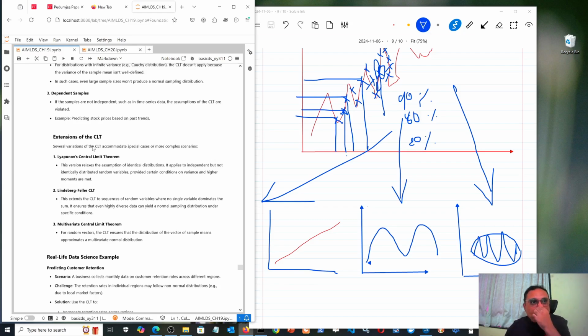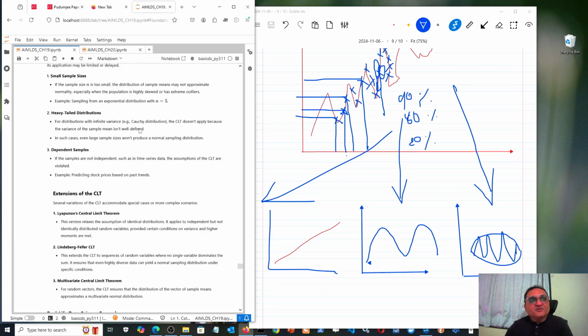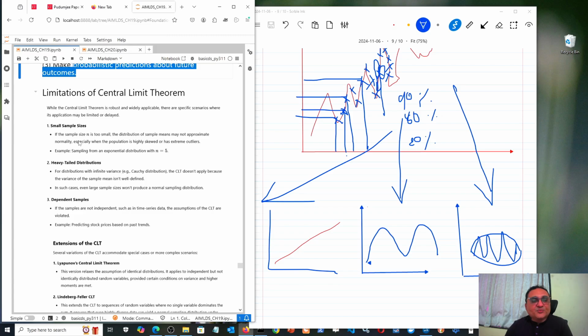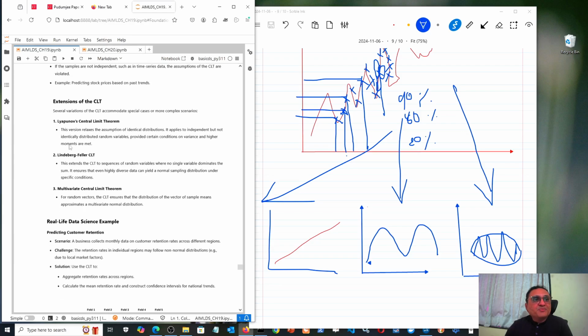Now the question which may arise is, is that the end of the central limit theorem? That means suppose some conditions are not satisfied. See, we now know that the central limit theorem will not work if the sample size is not greater than 30. So is that the end of the central limit theorem? No. There are some other extensions of the central limit theorem given.